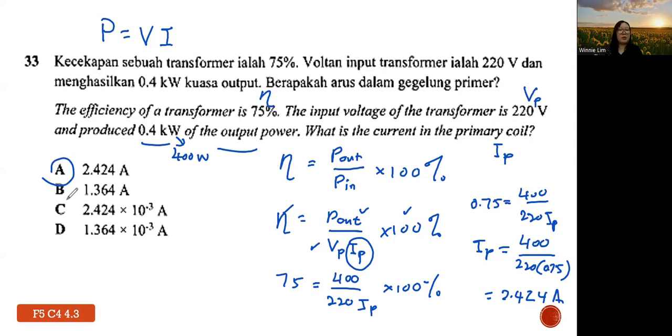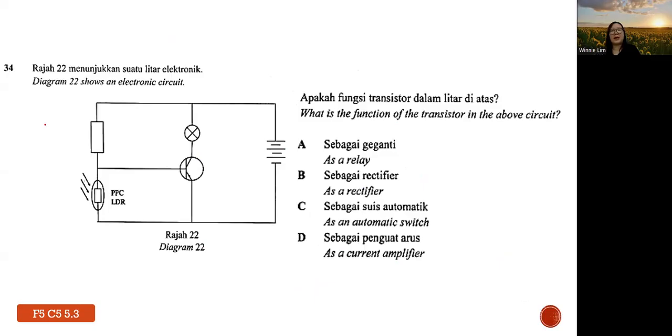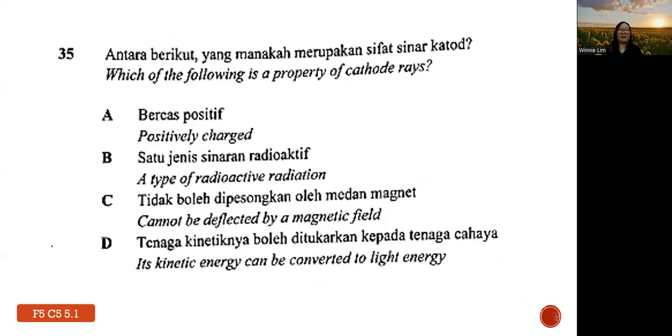Okay. So move on, we have question 34. Diagram 22 shows an electronic circuit. What is the function of the transistor in the above circuit? Okay, so a transistor has two functions: it acts as an automatic switch and also as a current amplifier. In a current amplifier, you do not have the top part which is closed up. So this one is definitely an automatic switch. So our answer is C. Okay, then 35.